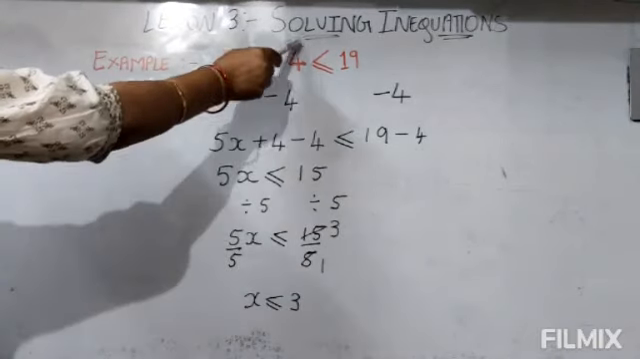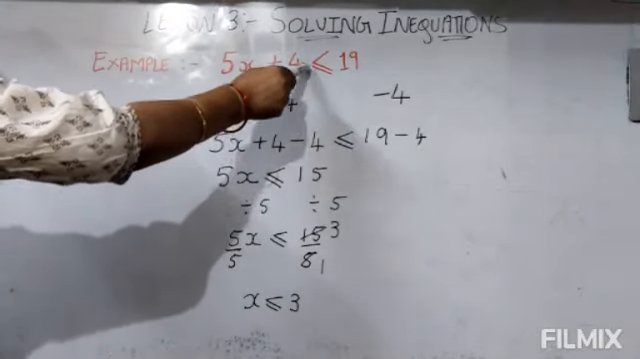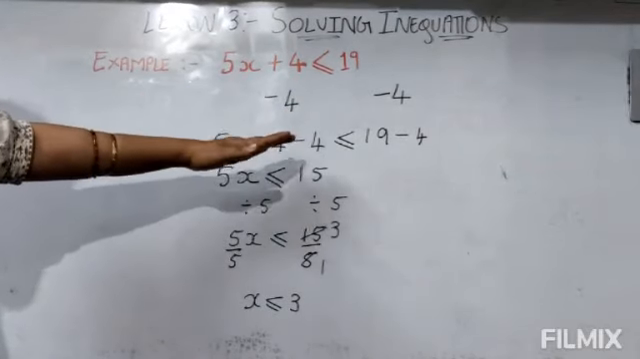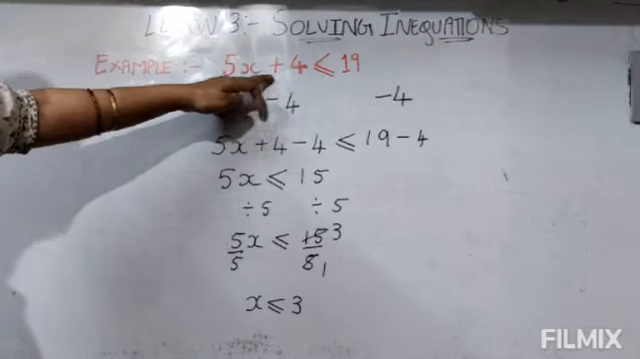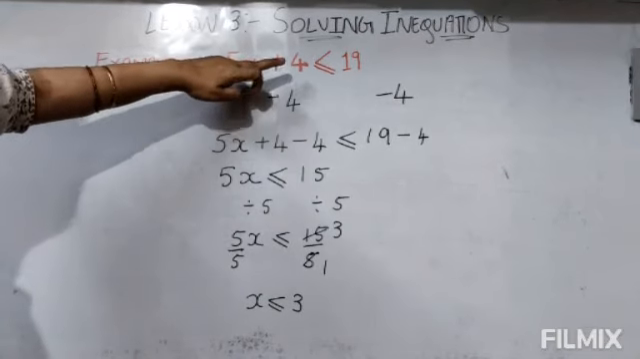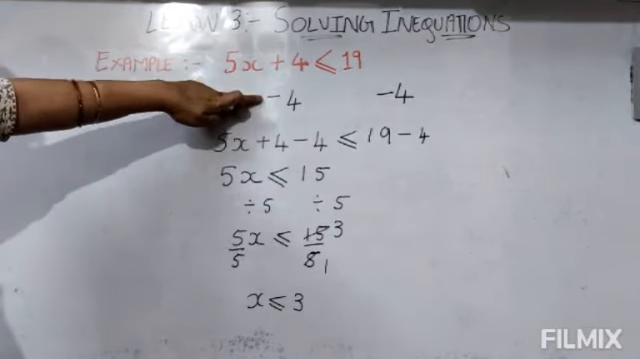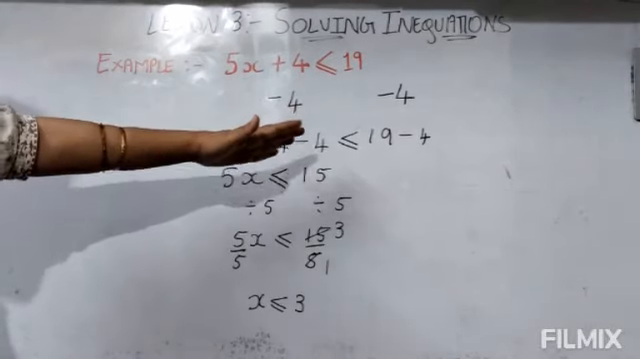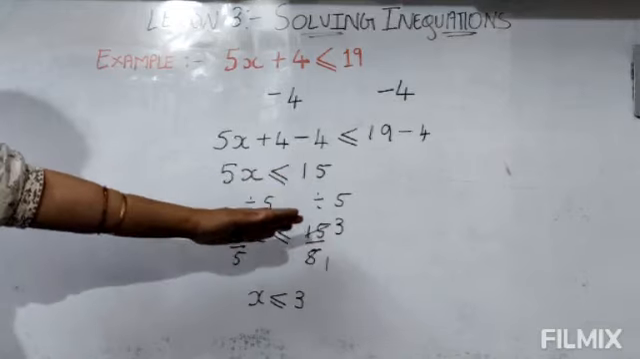You should take the inverse operation for this. If multiplication is there, you should take division. Understood? If addition is there, you should take subtraction. If subtraction is there, you should take addition. Inverse operation, and you have to solve the problem.